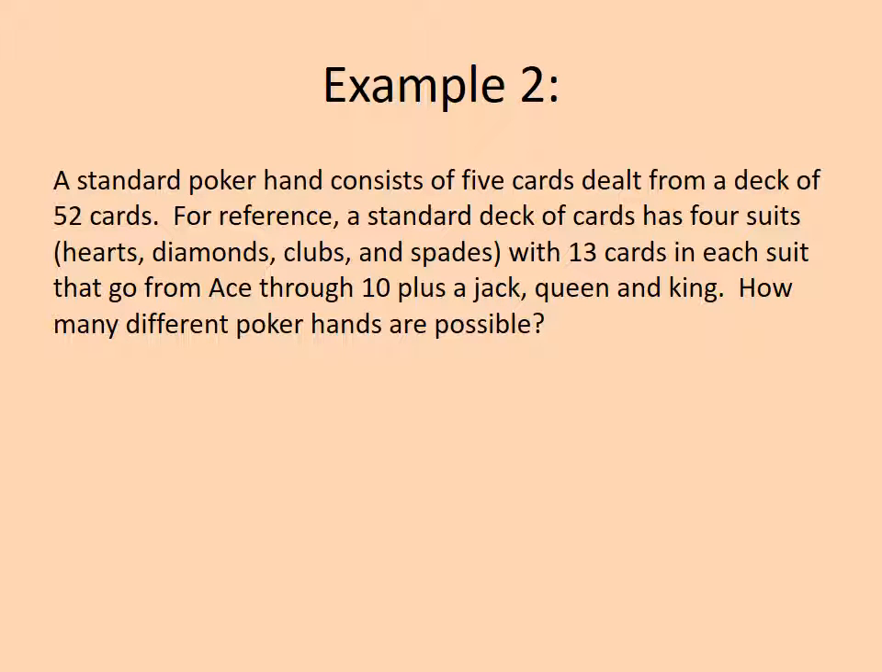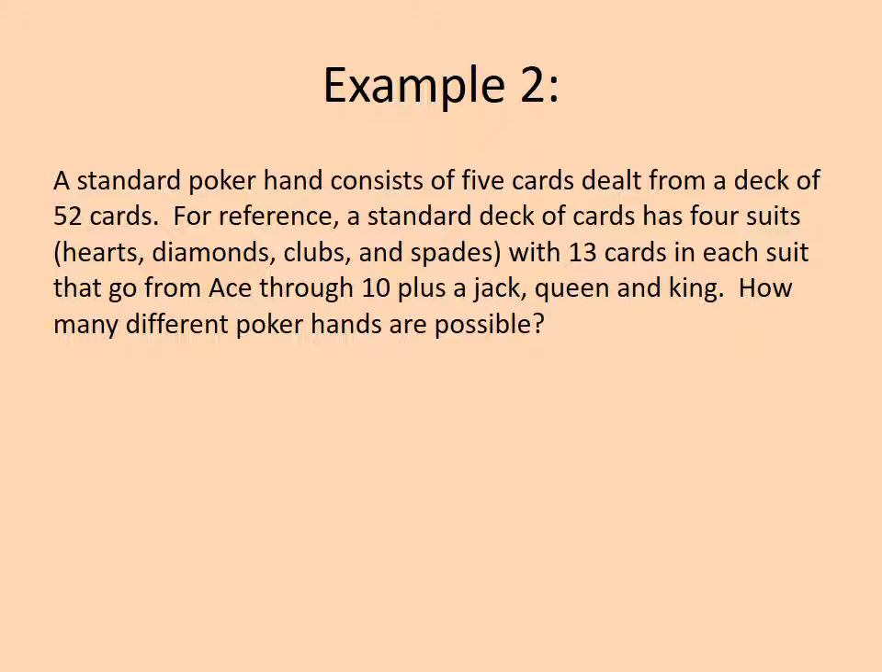Example 2. A standard poker hand consists of 5 cards dealt from a deck of 52 cards. For reference, a standard deck of cards has 4 suits, hearts, diamonds, clubs, and spades, with 13 cards in each suit that go from ace through 10, plus a jack, a queen, and a king. How many different poker hands are possible?